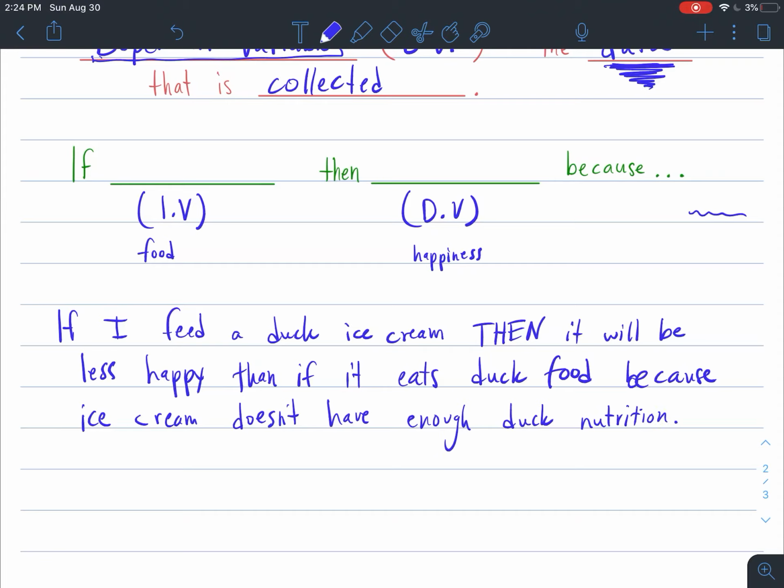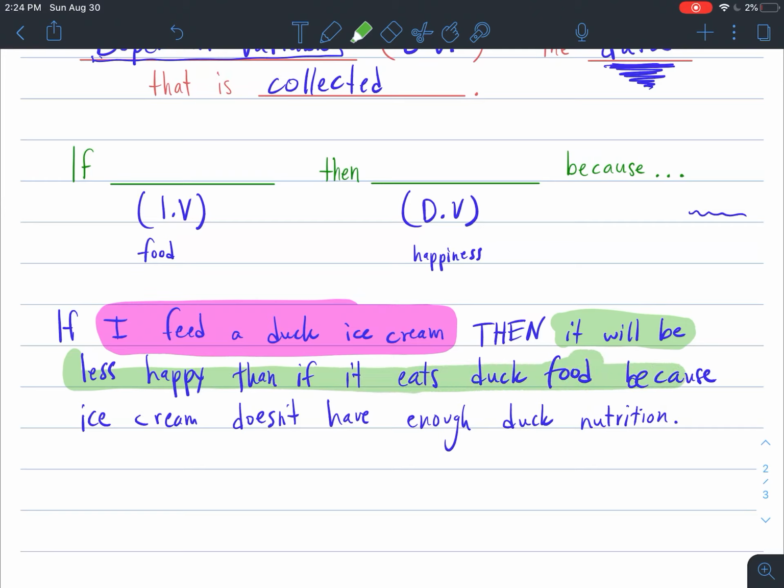So here we go. Here's the independent variable. Let me highlight the independent variable in pink. If I feed a duck ice cream, there's my independent variable. That's the one thing I'm going to change, the food I feed it. Then the dependent variable is that I'm going to look at how happy it will be. So it's the happiness. Okay, now I accidentally highlighted the because part, so let me go back here. So the independent variable is in pink, the dependent variable is in green. So I used green here, and I used pink over here.